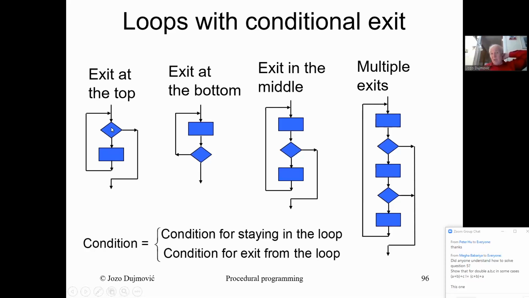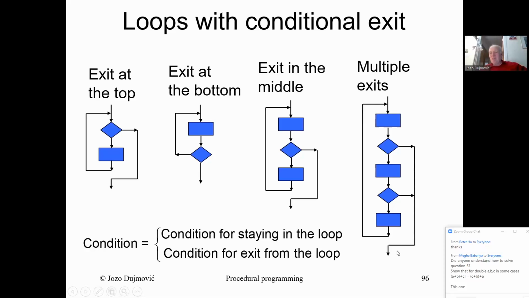Exit at the top means that you can skip execution of this block here if you want. And here you must always execute this block at least once, and then you go out if you have a condition for exit. You can have an exit in the middle: do the first part of the loop, and then you can exit after that or continue another iteration. So you have a first part and a second part, exit in the middle. You can also have multiple exits. So you have this exit and any number of them.